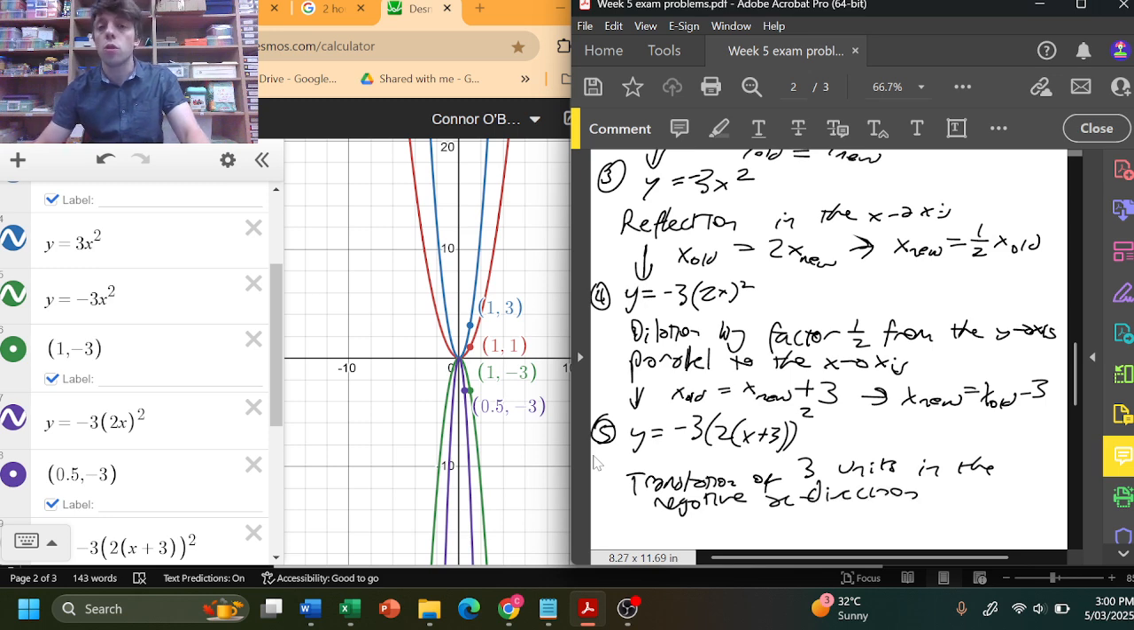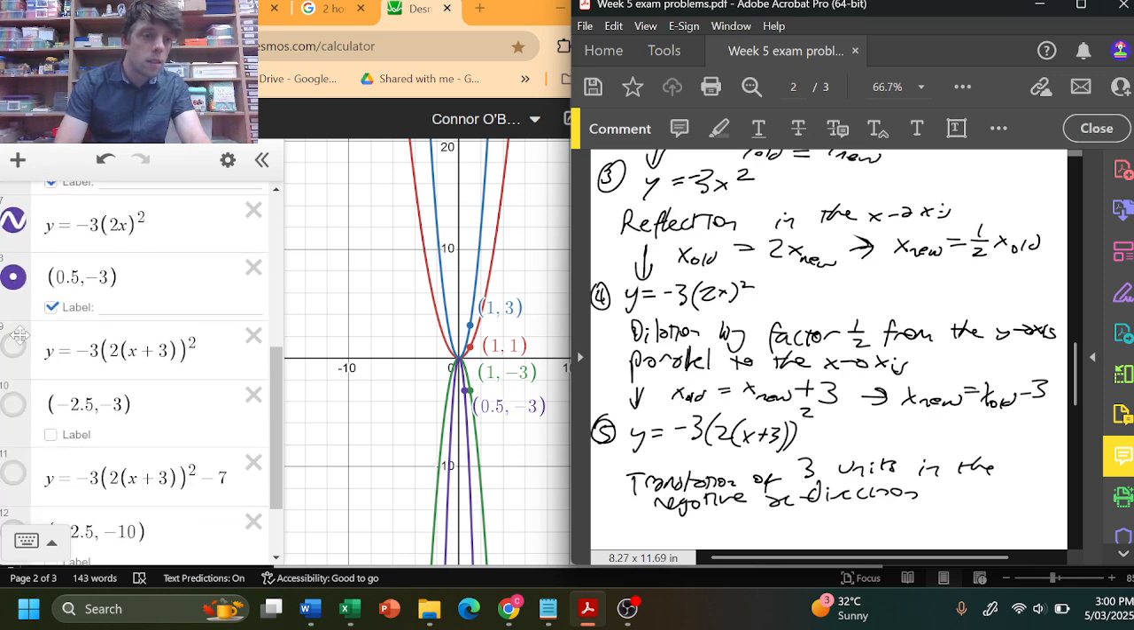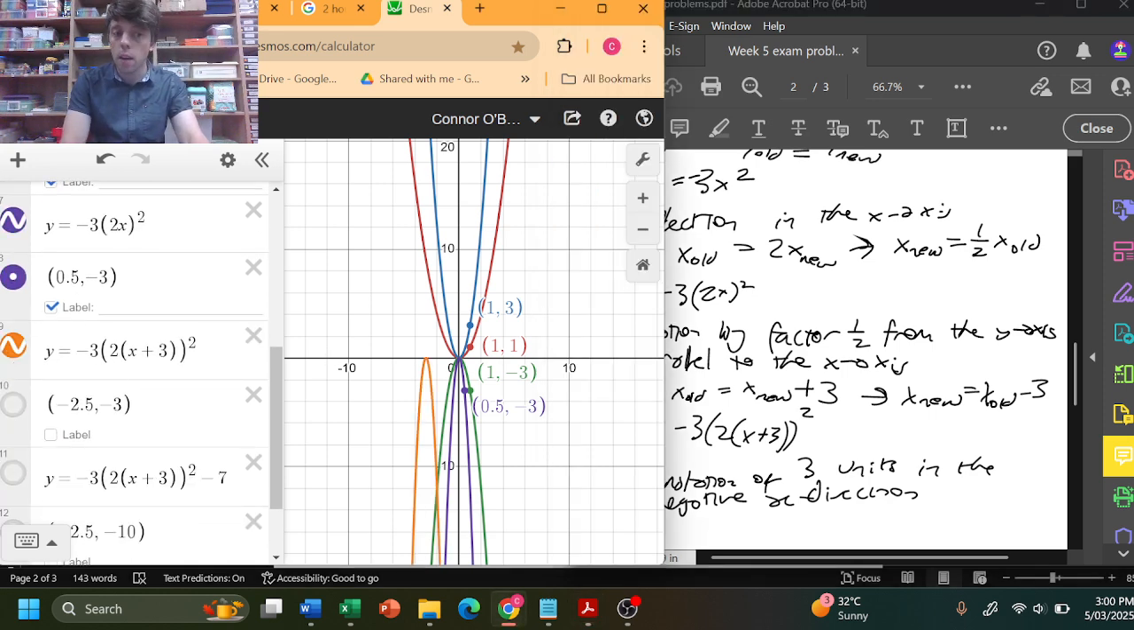You could also say to the left. So here it is. Here's our graph. Okay, y equals -3 2 times x plus 3 squared. Where's that point? There it is. Let's label it. So it started out over here, and now it's been moved, and now it's over here. So you can see it's been moved 3 units to the left.